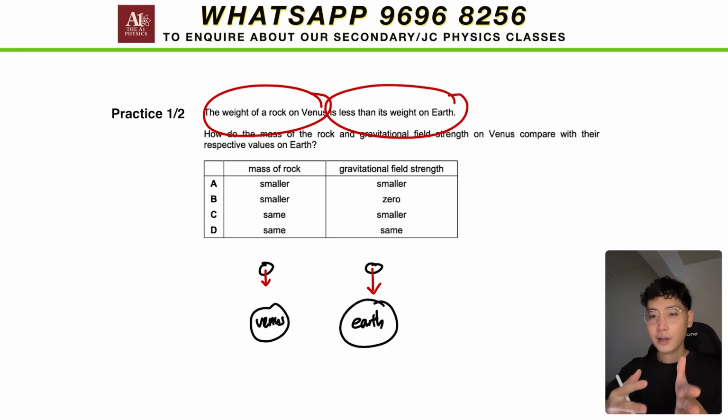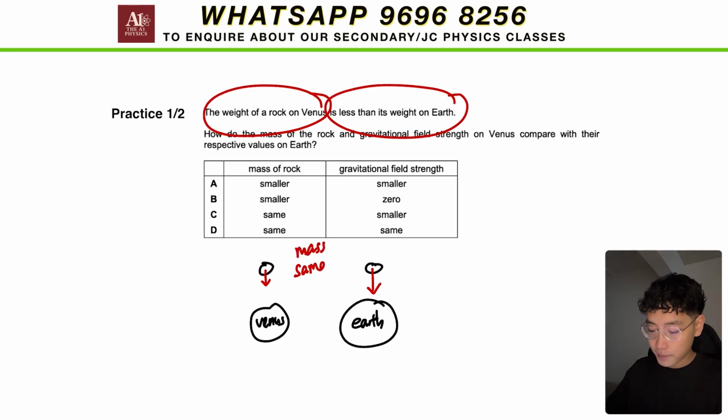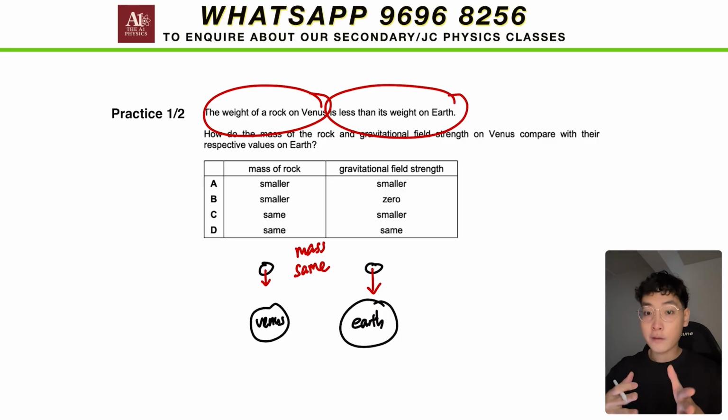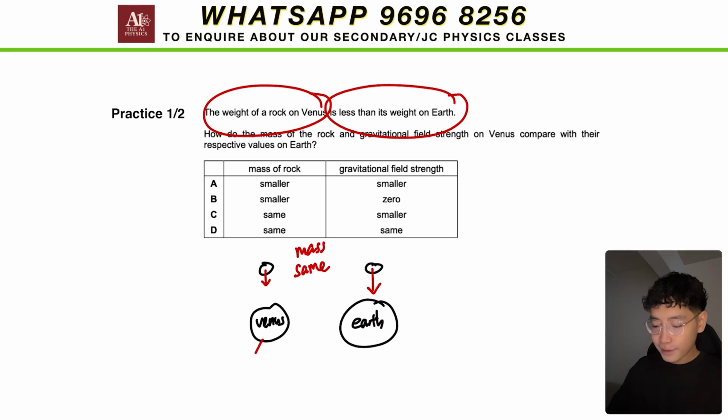Right, it's still the same rock being on Venus and Earth. So we can say that the mass of the rock must be the same, because mass is the amount of matter inside the rock. If it's the same rock, the mass will still be the same. But the difference is the force. Venus has a smaller gravitational field strength, and that's why the weight is smaller, right?